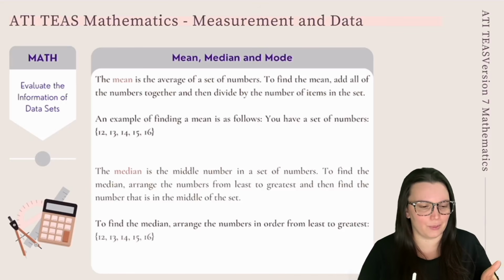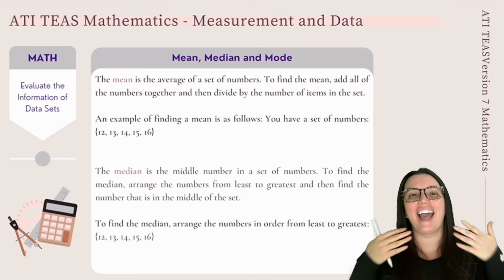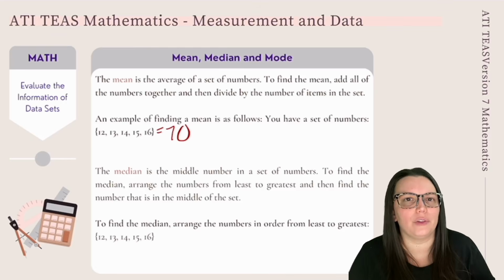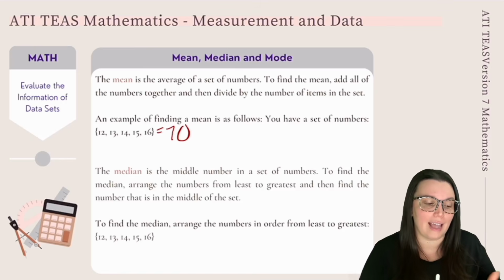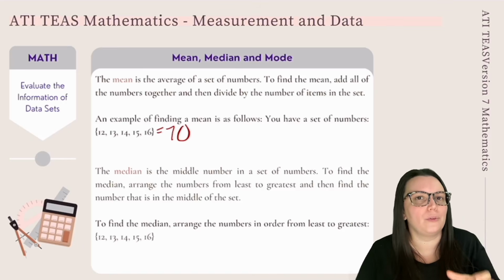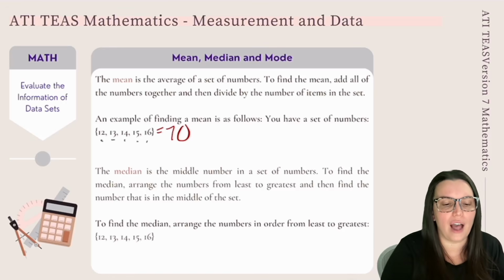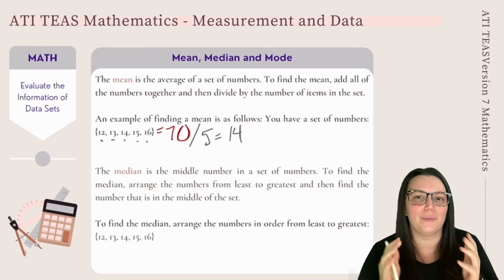So for example, we have a set of numbers here, 12, 13, 14, and 15. So what we do is we're going to add all of these numbers together. So if we add all these numbers together, we are going to get 70, right? But 70 is not the answer that we're looking for. We're looking for the mean. So we need to divide that number that we get when we added all these numbers together by the total numbers that are found within that set. So we have 1, 2, 3, 4, 5. So right, we have a total of 5 numbers within that set. So we're going to divide 70 by 5, and that is going to give us 14. So in this particular set of numbers, 14 is our mean.